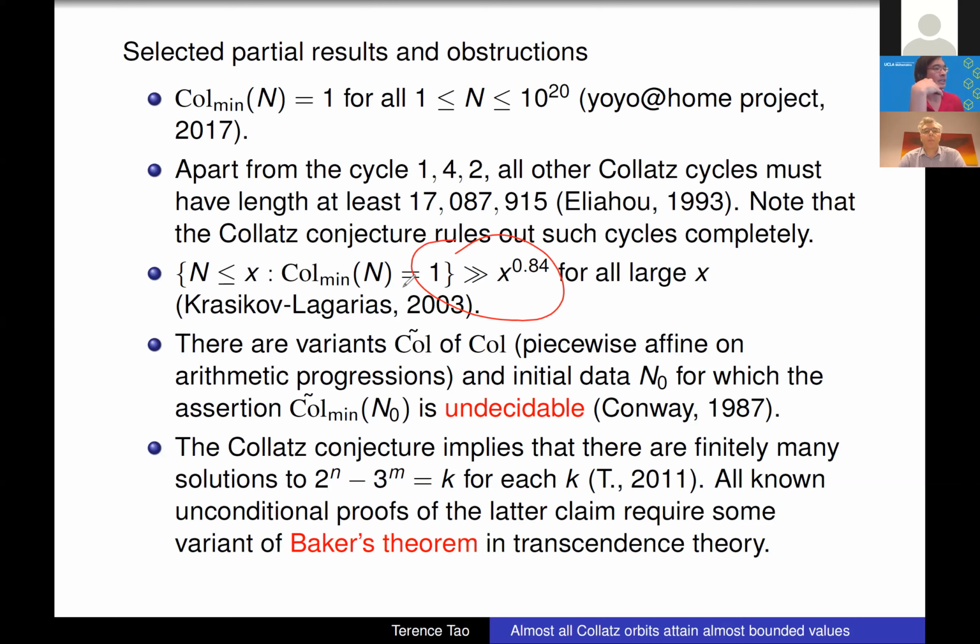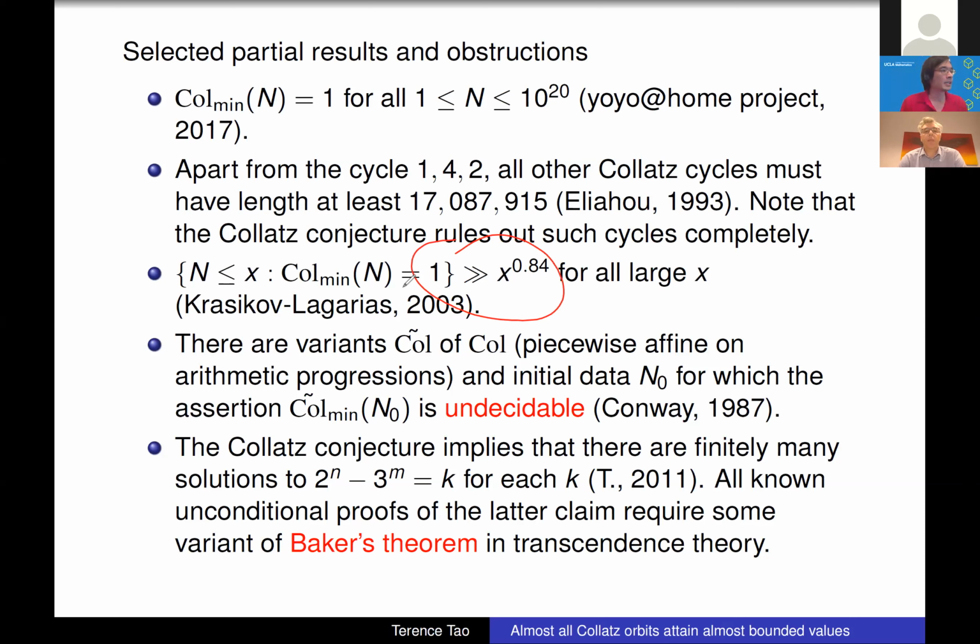Do you have any result on the period of the Syracuse map, how long it takes to come to 1? We believe that the time taken to reach 1 is roughly a multiple of log n, but that's not proven. We know it's at least a constant times log n, but we can't prove that it's at most a constant times log n.